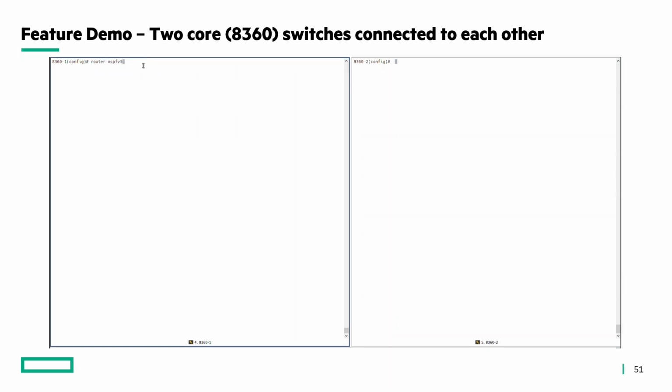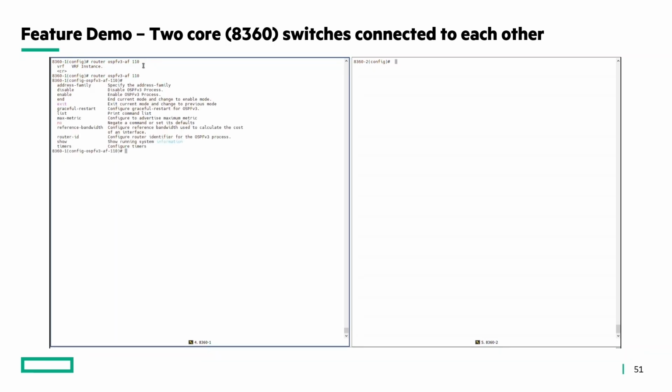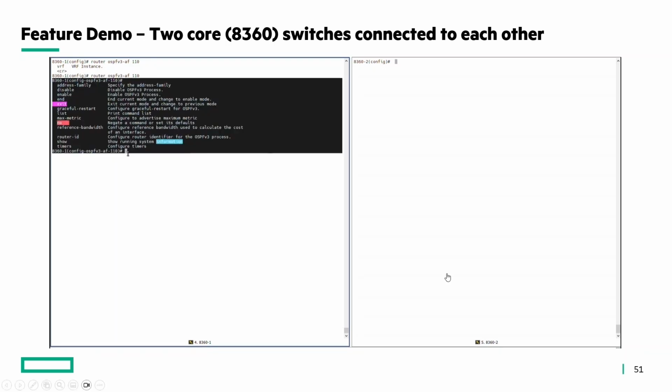So a few commands can be executed only under router OSPFv3 AF address family contexts. For example, so here is the list. So under router OSPFv3 AF 110, I can see a list of commands. For example, address families, enabling or disabling the process, and then ending or exiting the current mode, graceful restarts, max metrics, router ID, and then reference bandwidth. All these can be assigned under this context.